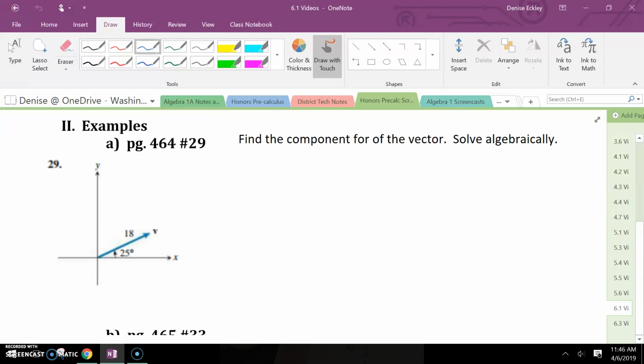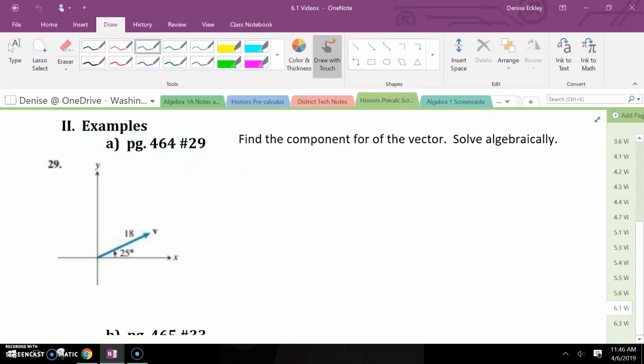Page 464, number 29. Now what we're doing is we're introducing the idea of a direction angle. So it's very normal to have a picture like is shown where you know the magnitude of the vector and you're given the direction in terms of an angle. So we want the component form.